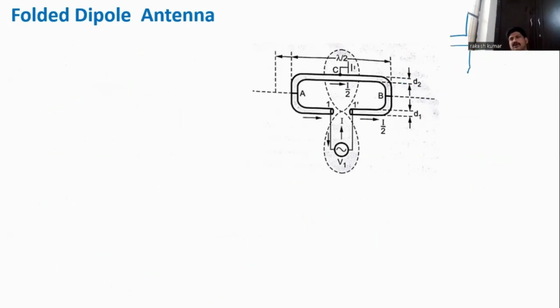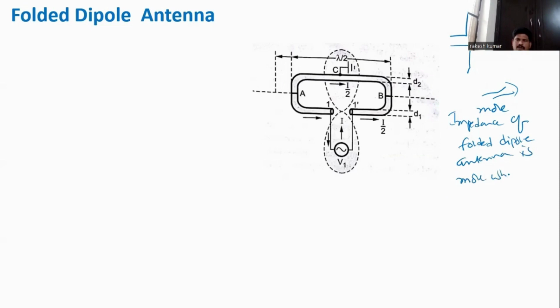You know that for an ordinary half wave dipole, the resistance is 73 ohms. But for a folded dipole antenna, the impedance is more when compared to the ordinary dipole antenna.